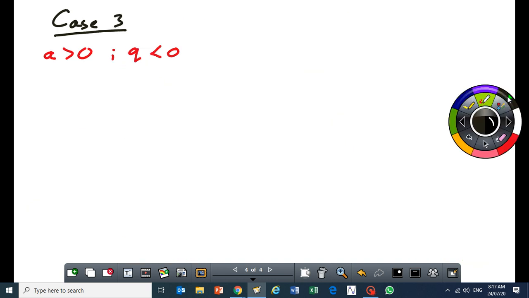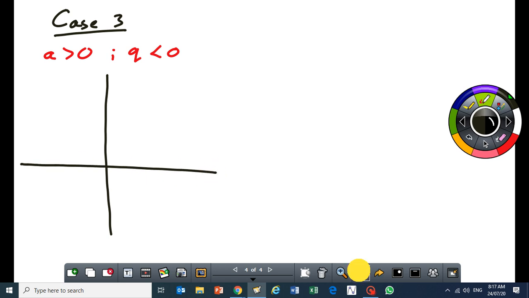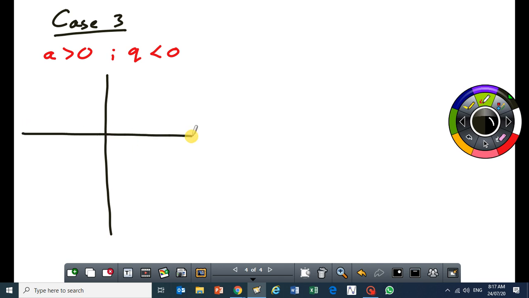So in case 3, A is still positive, but Q is now negative. So we are going to have a graph which looks like that. It will now be slightly different. It's going to look like this. It means that we are moving the first graph under case 1 by Q units down. So it will look like this.